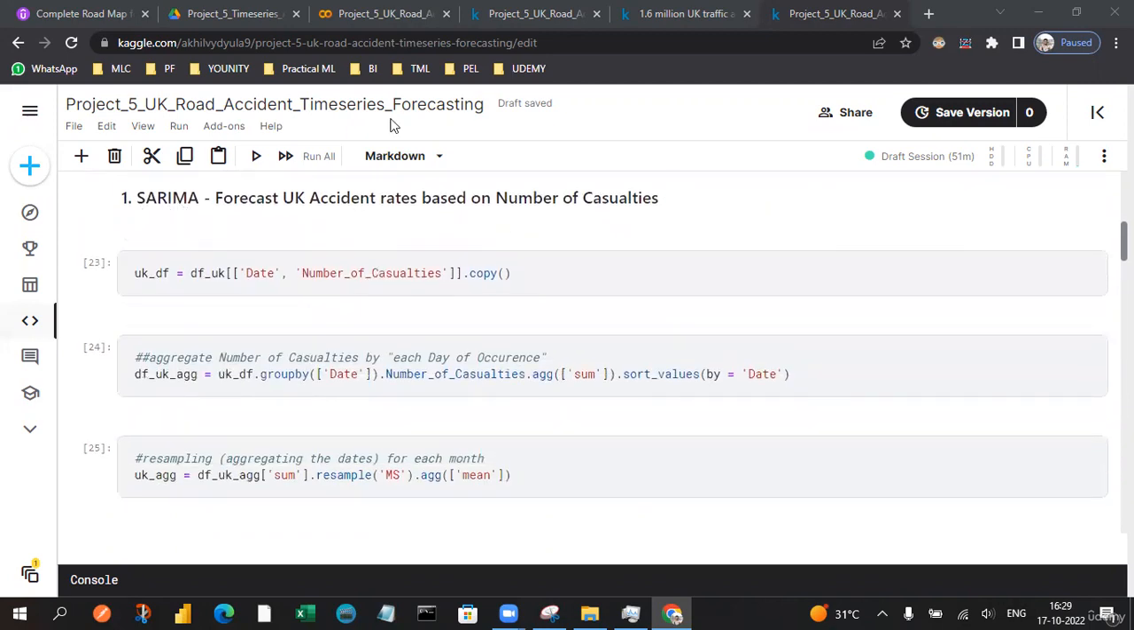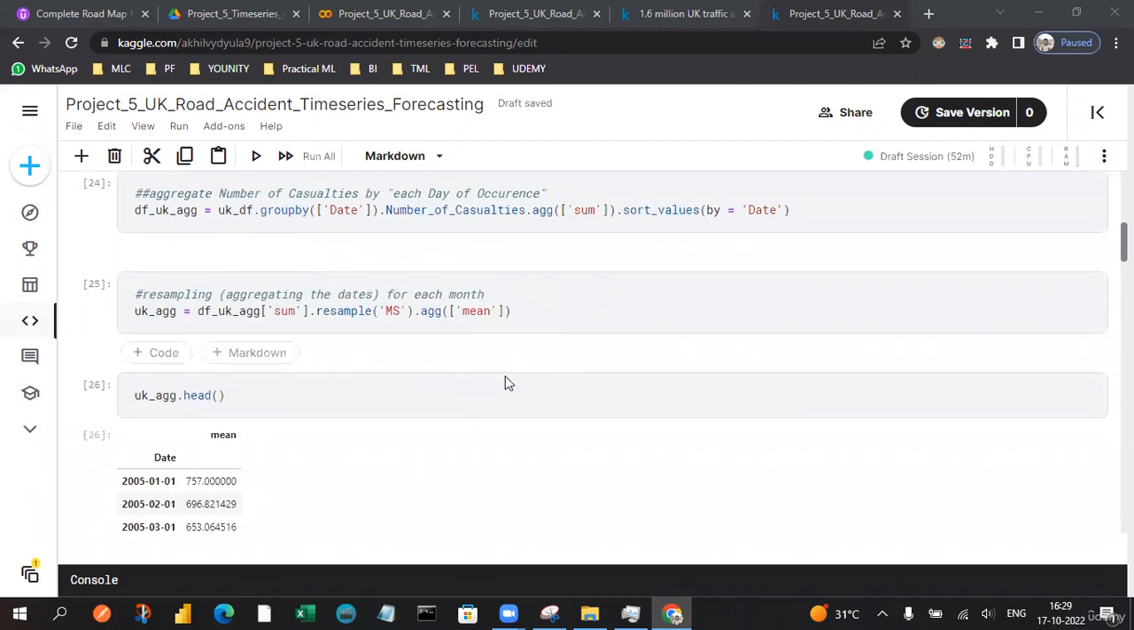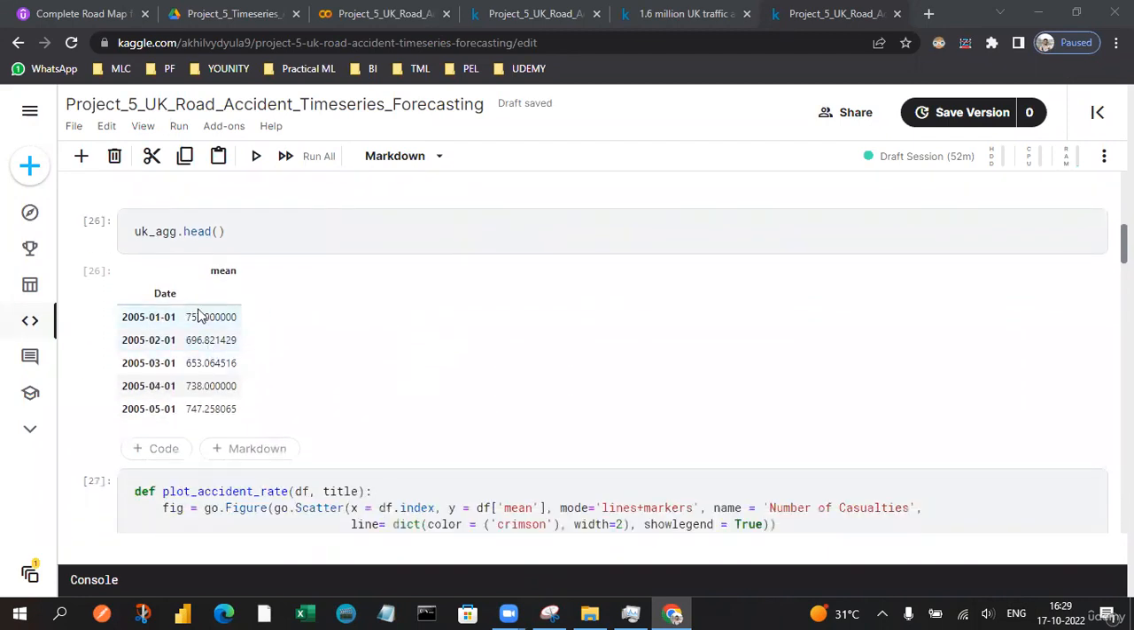Let's play around with the SARIMA model to forecast UK accidents based on the number of casualties. Just extract the date and the number of casualties so that we get a data set with only two columns. I'm aggregating the number of casualties for each day of occurrence so that we get the average value. This is the data for the occurrences on each and every day.